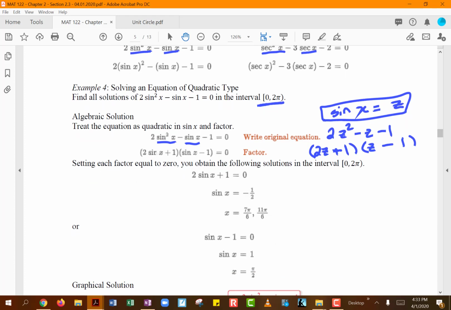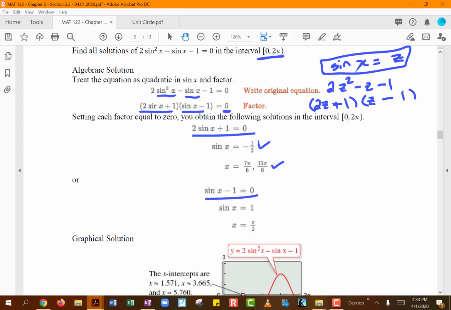Alright, so once you have your factors, take each factor, set it equal to 0. So we've got 2 sine x plus 1 equal to 0 and sine of x minus 1 equal to 0. Just like you did in the first couple examples, get that sine of x function by itself, move everything else to the other side, and then using your unit circle, find out where your x values for the angles will be, so that you get sine of x equals negative 1/2. And then same thing, get the sine function by itself, move the 1 to the other side, and using your unit circle, come up with x equals pi halves.